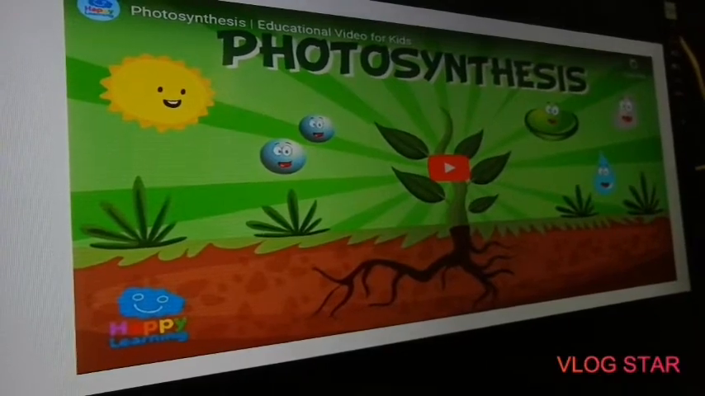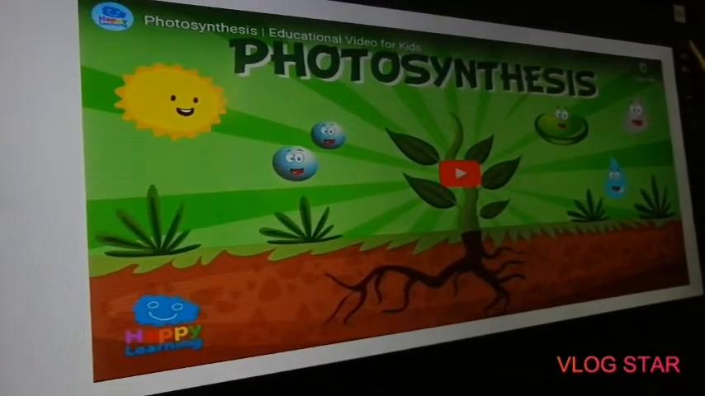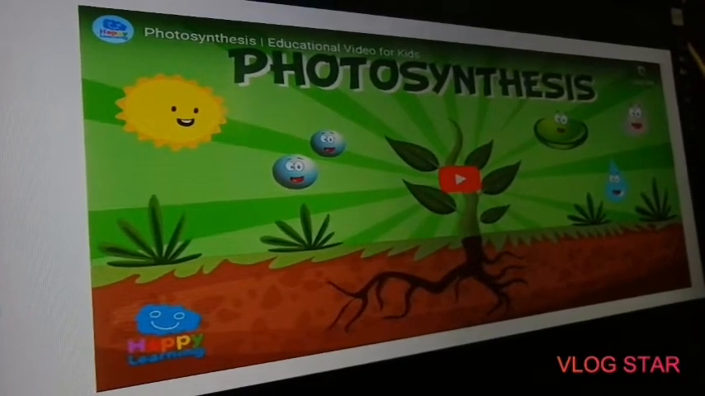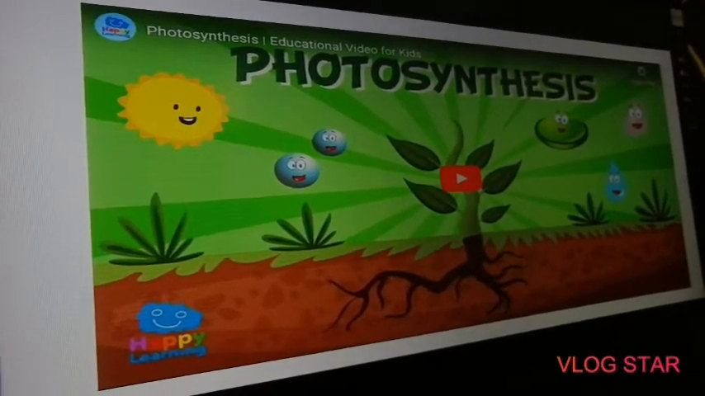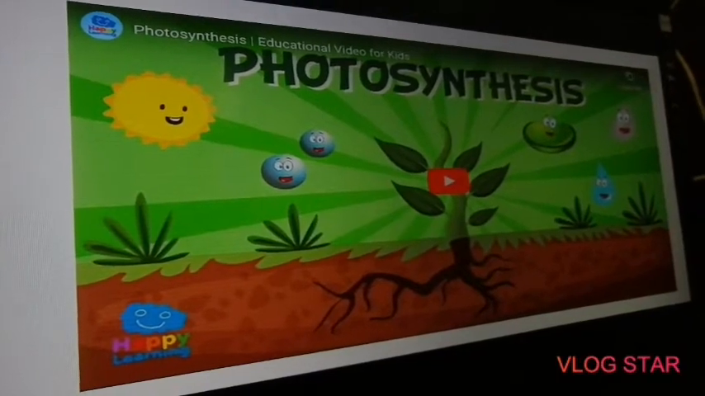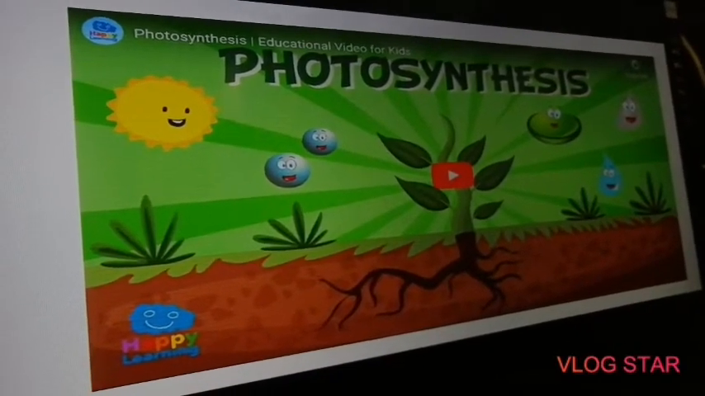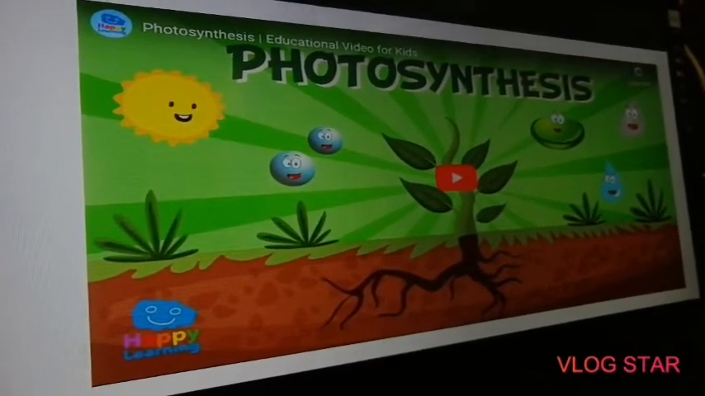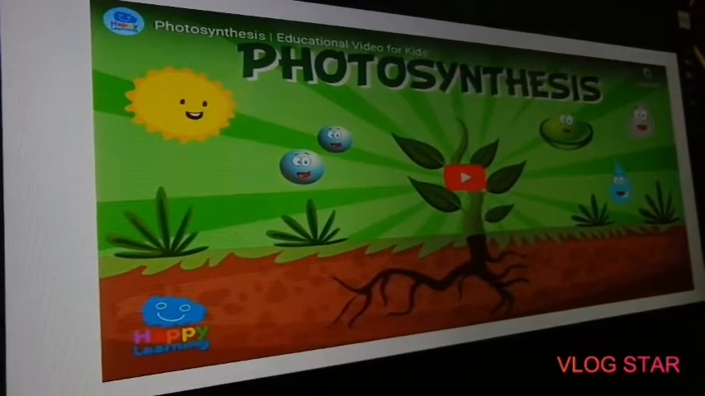So wherever we make food, like in our house also, we cook food in the kitchen. So that is why for plants, the leaf is known as the kitchen of the plant. Why? Because food is cooked there. And the chlorophyll in the leaves helps in absorption of sunlight to prepare the food.